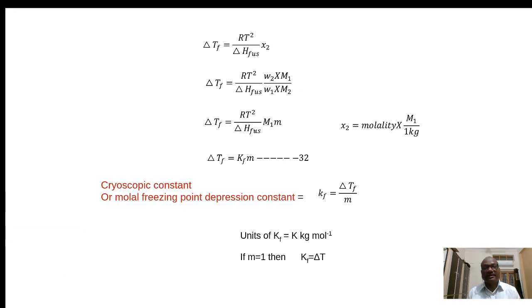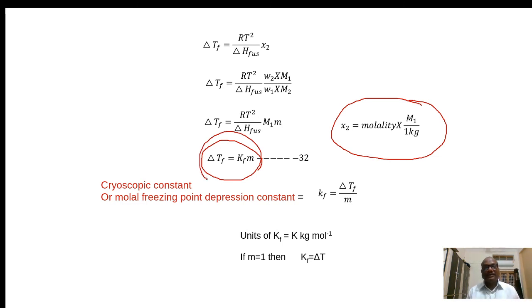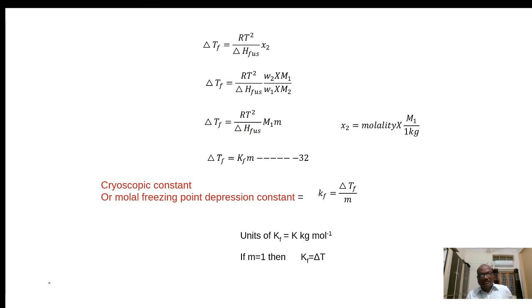Next, delta TF is equal to RT square by delta H fusion into, we are introducing the molality. We know that x2 is equal to molality into M1 by 1 kg. So if you write the molality term, capital M1 into small m, delta TF is equal to Kf into molality. This is the relationship between the depression of freezing point and molality. This Kf is called the cryoscopic constant. Kf is equal to delta TF by molality. So if molality is equal to 1, Kf is equal to delta TF. How can we define Kf? Kf is the depression in freezing point of a 1 molal solution. Depression in freezing point of a 1 molal solution is called the cryoscopic constant or molal freezing point depression constant.